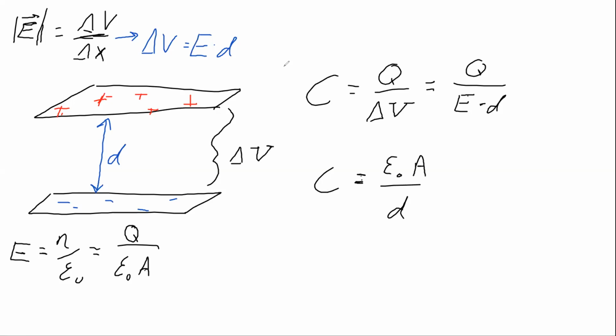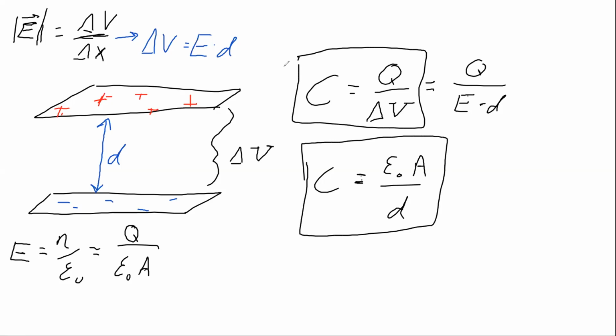Okay, so we got two equations for capacitance here. Equation 1 is kind of the definition of capacitance, Q over delta V. Equation 2 looks at capacitance in terms of the actual physical construction. We could find the capacitance if we know the area of the plates and the distance between the plates. So that allows us to find capacitance just from knowing the physical dimensions of the capacitor itself.